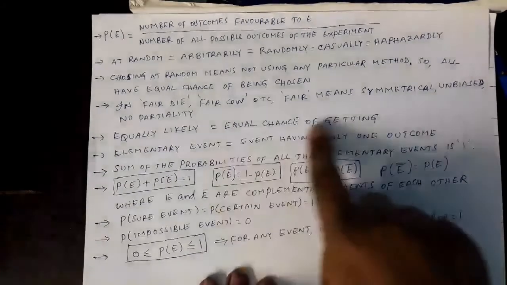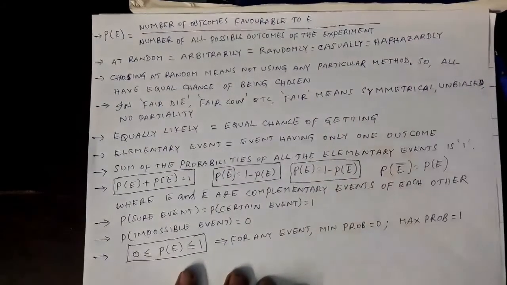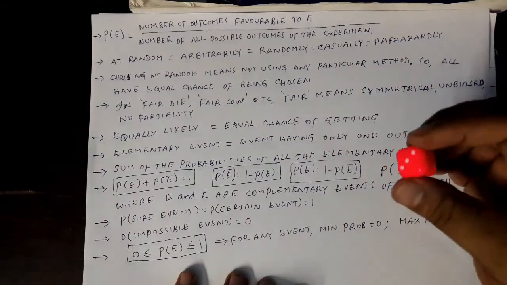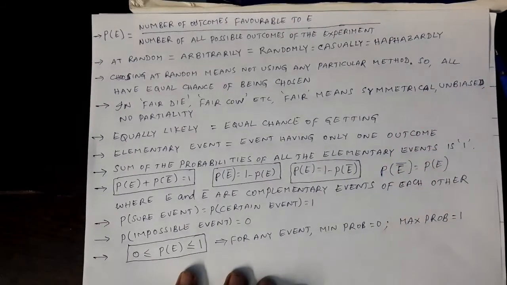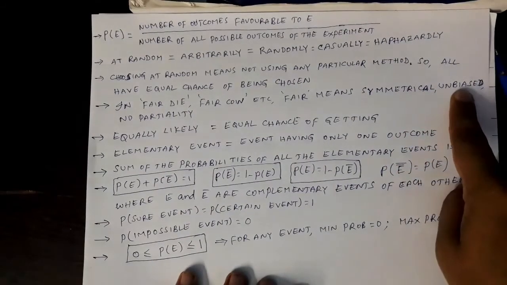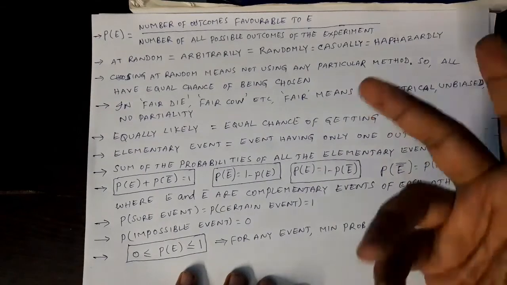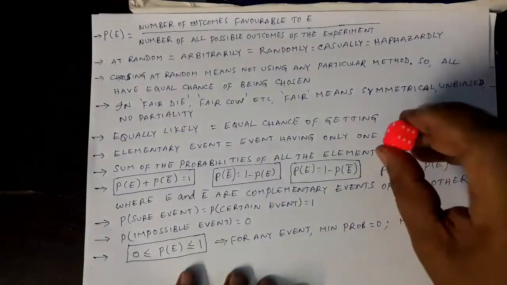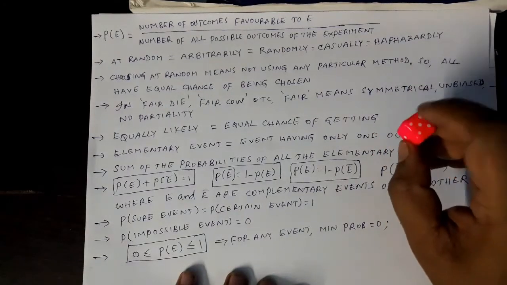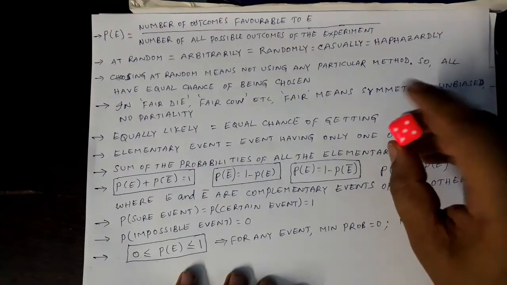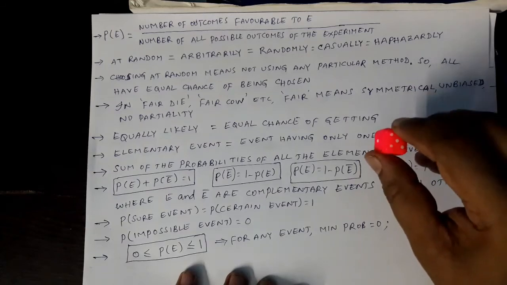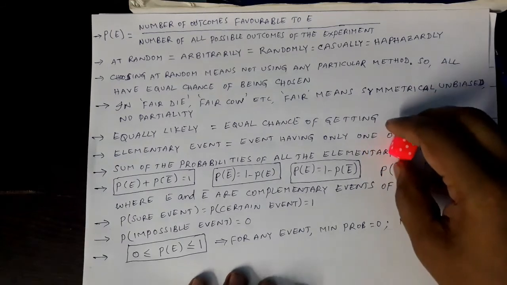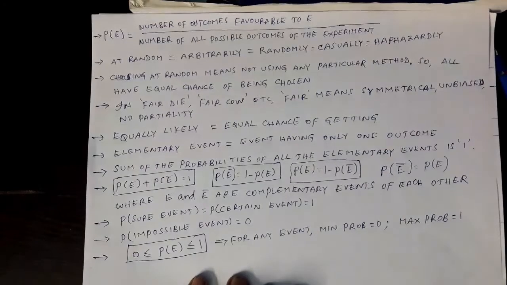What is this? Fair means symmetrical, with the same shape on all sides. Unbiased, this word we can also see. Unbiased means no partiality, and biased means partiality is there. We have discussed that if the same face 5 is there on 3 faces, then that is a biased one. We don't use that type of thing.